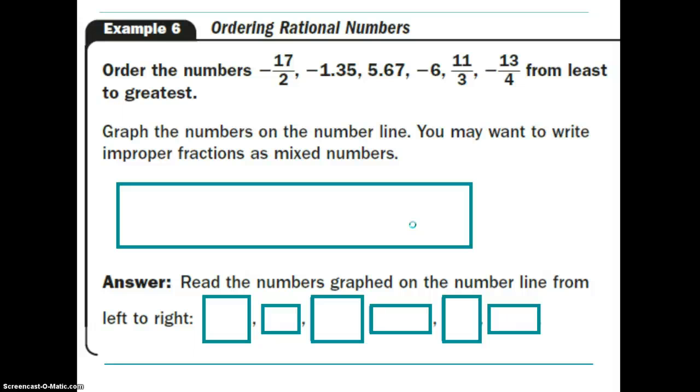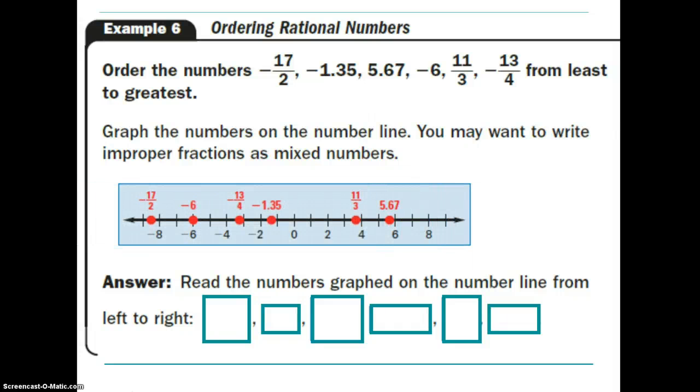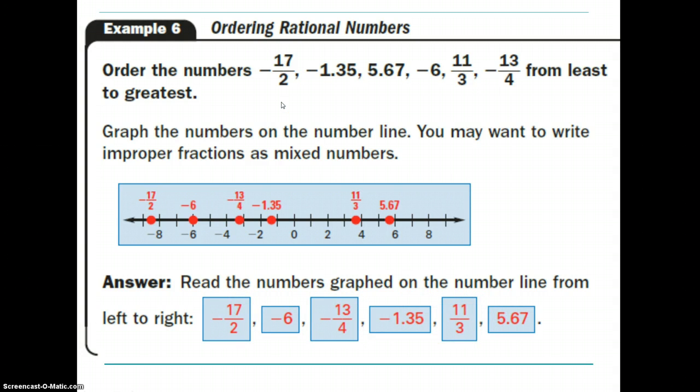We can order these rational numbers by turning them into decimals and put them on the number line. Again, I think it's easier to turn them into decimals first and then graph them on the number line. And there's the order from least to greatest.